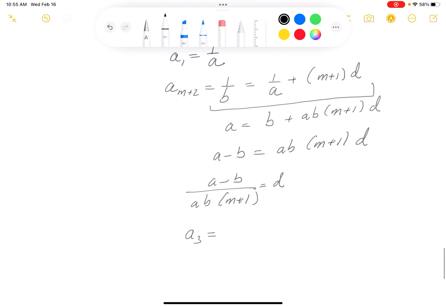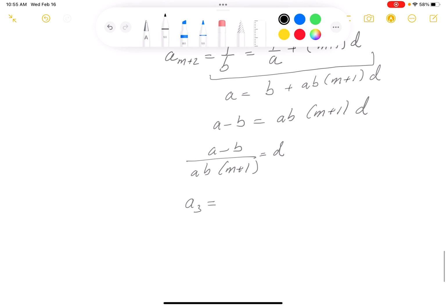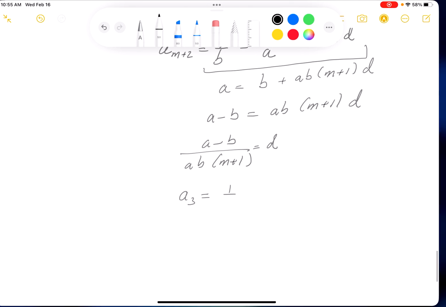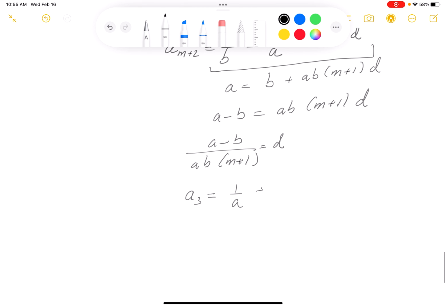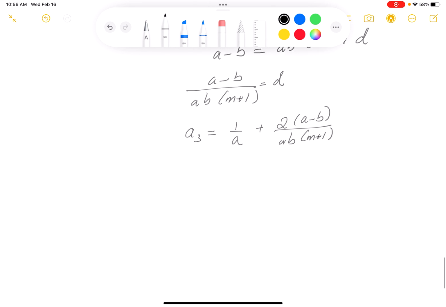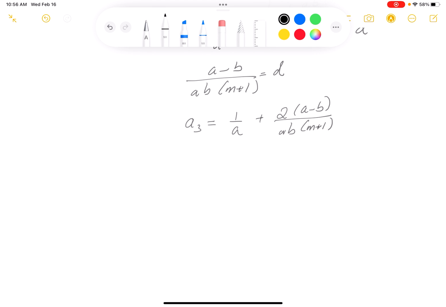Well, what's A3 going to be? Well, it's going to be A1. This is arithmetic, by the way. A1, which is 1 over A, plus 2D. And what's 2D? It's 2 times A minus B over AB, M plus 1. It seems like work, but I got to do the work. And I hate to say that to you. I have to do the work. It isn't like I can look at that and know what the result is.